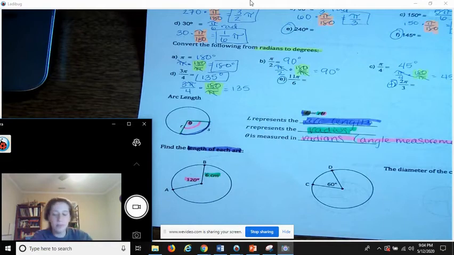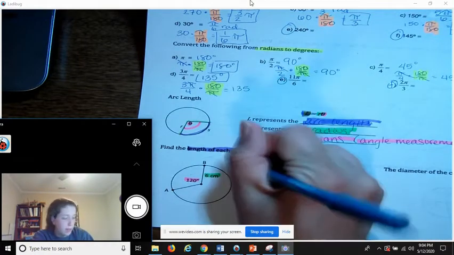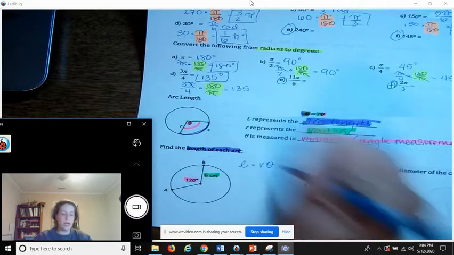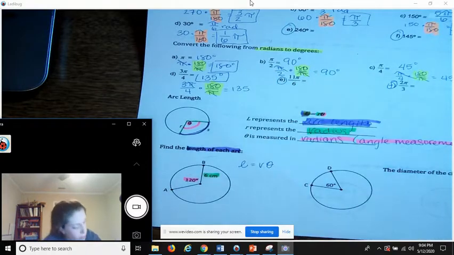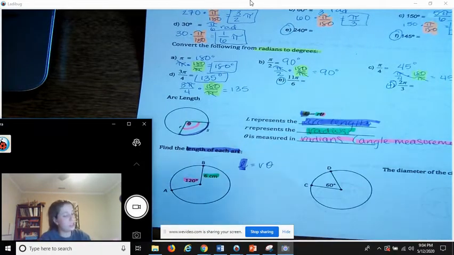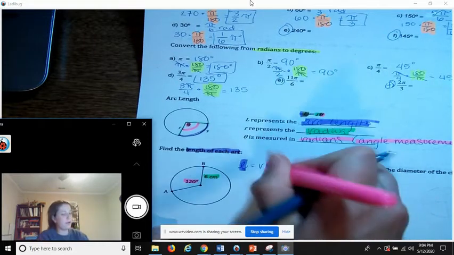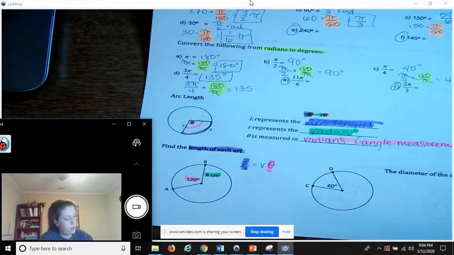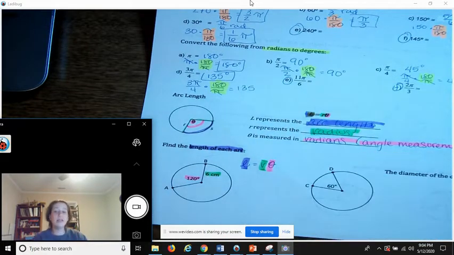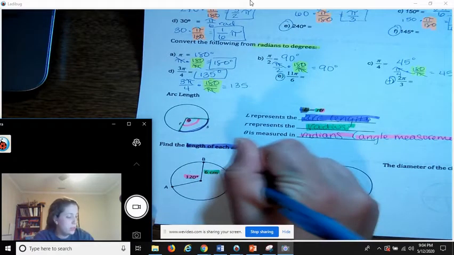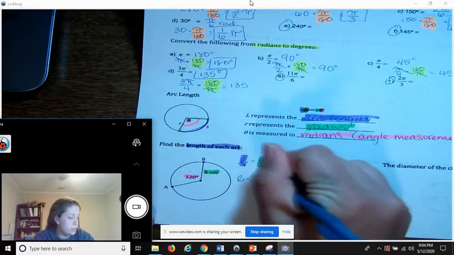So we are solving for purple, the arc length, or the length of each arc, and we are using this formula: L equals R theta. We can highlight our respective variables just like we have in the formula written above. We have the green, we have the pink, so let's fill them in. L is equal to 6 times 120.